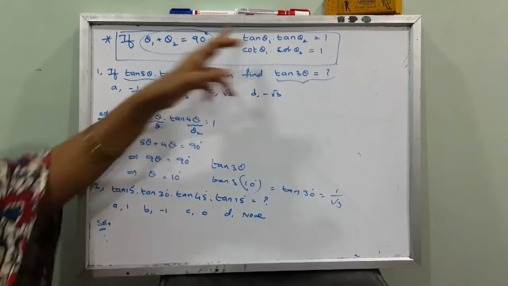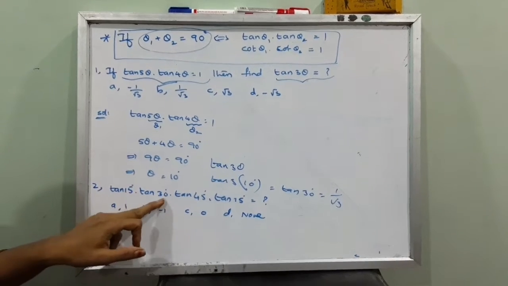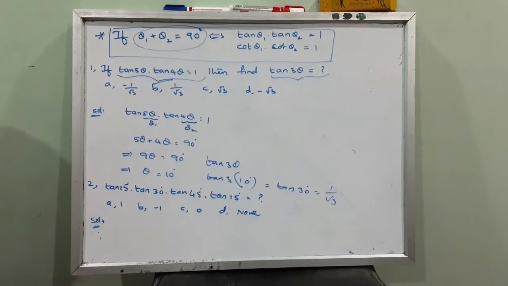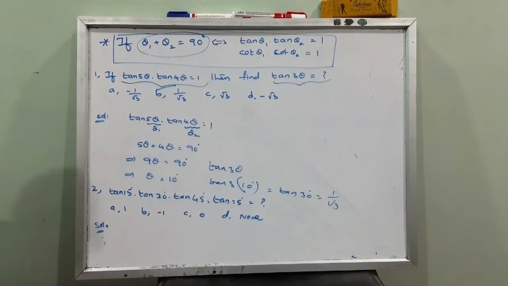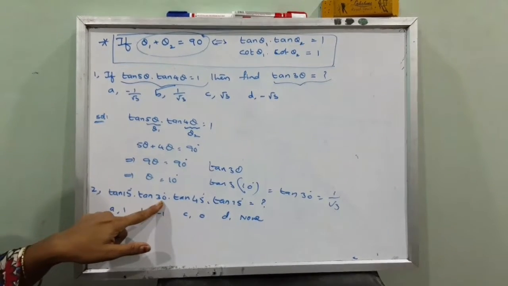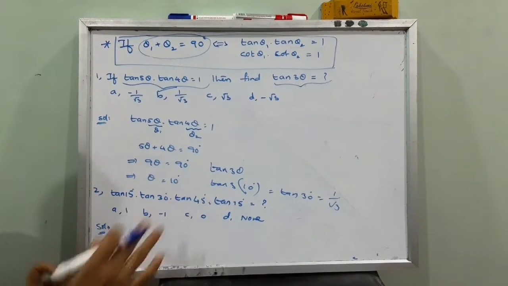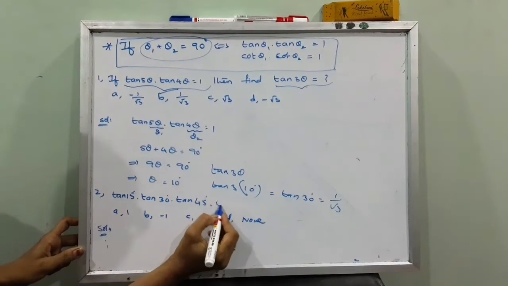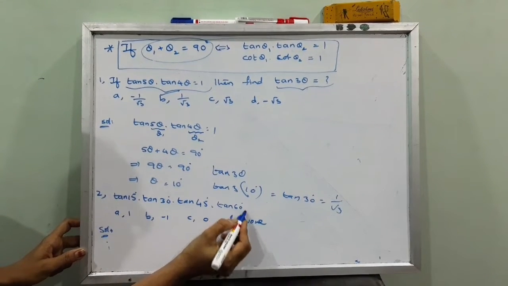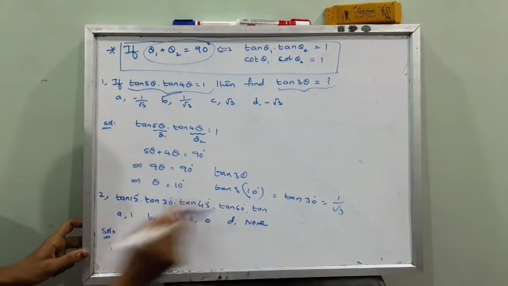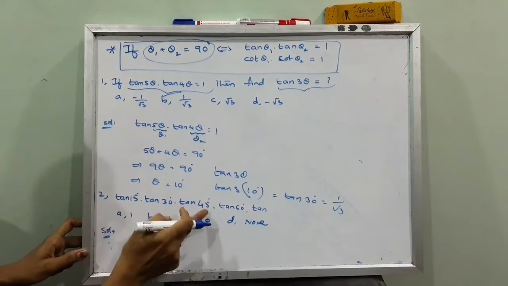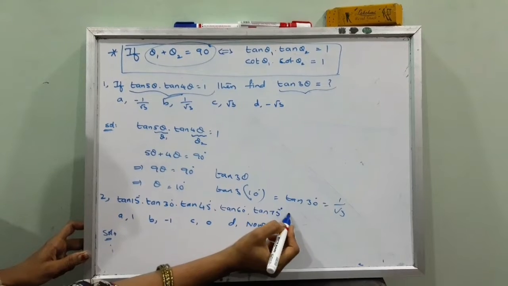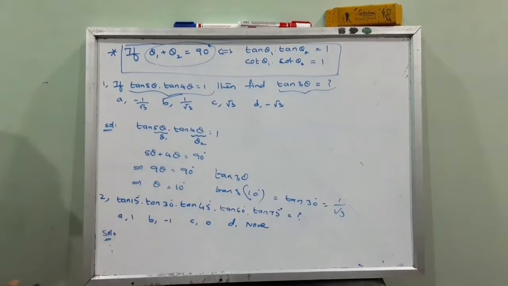Here also we can use the same formula. Tan 15 into tan 30 into tan 45 into tan 75. These are multiples of 15: 15 into 2 is 30, 15 into 3 is 45. Next, tan 60 degrees: 15 into 4 is 60, and 15 into 5 is 75 degrees. So the expression is tan 15 into tan 30 into tan 45 into tan 60 into tan 75 degrees, equal to how much?